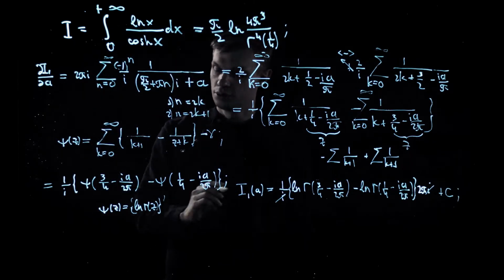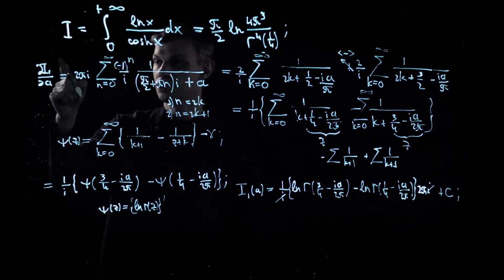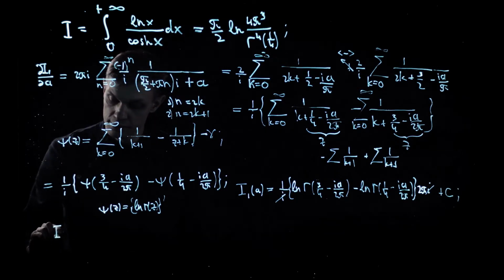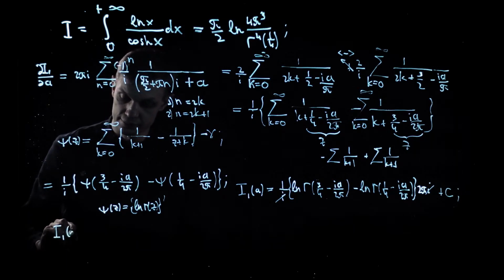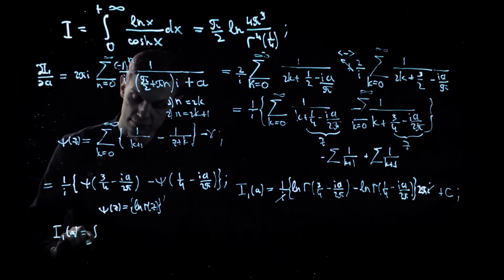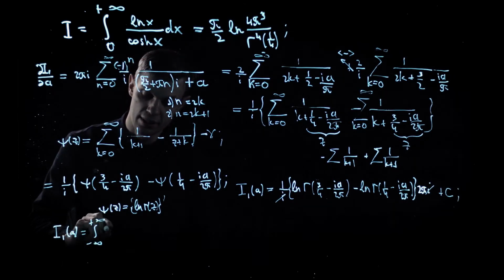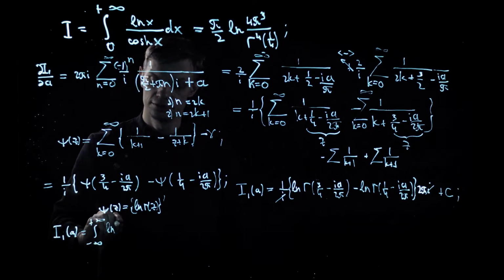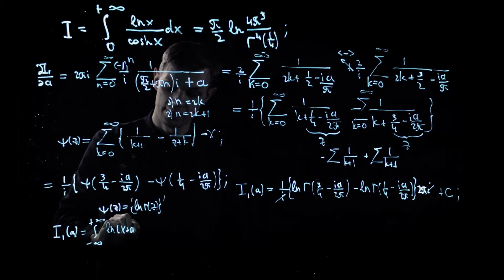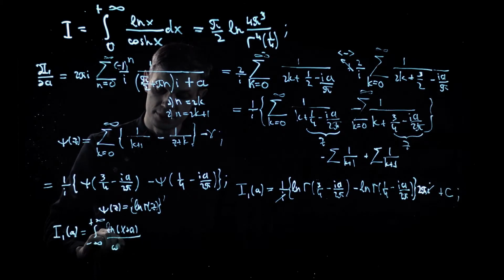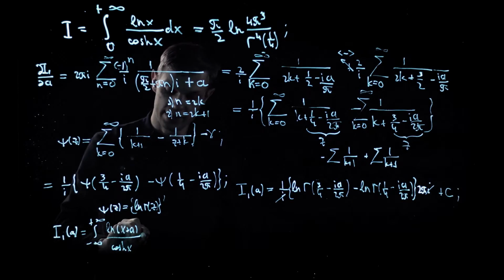So let's write down again the expression for the original integral I1. I1 was defined as the log of x plus a divided by the corresponding hyperbolic cosine of x.